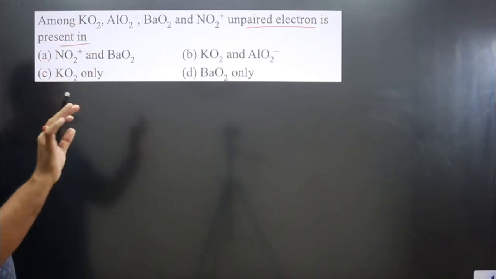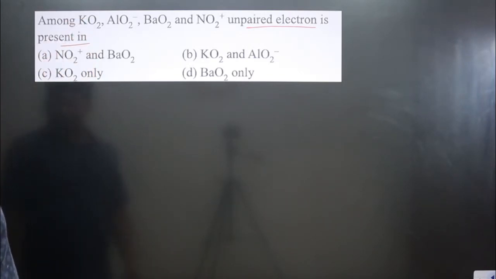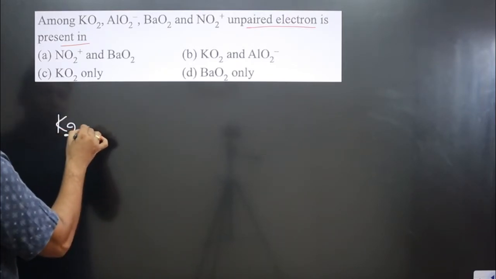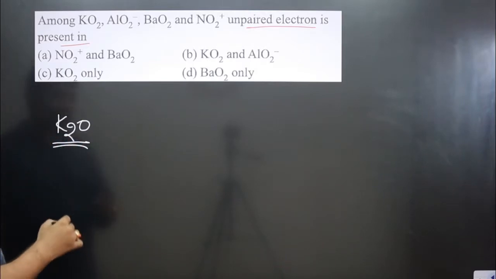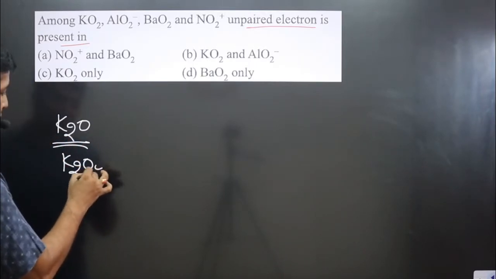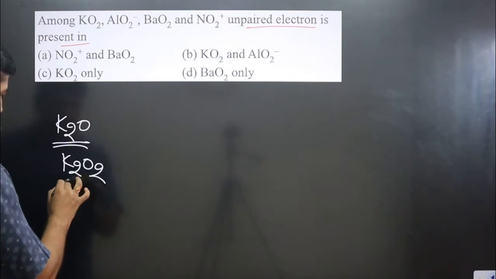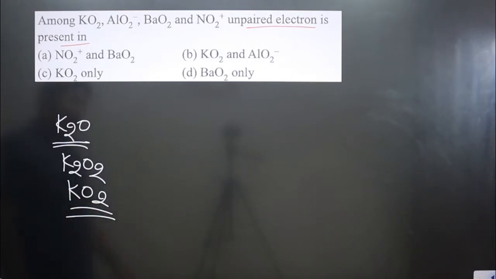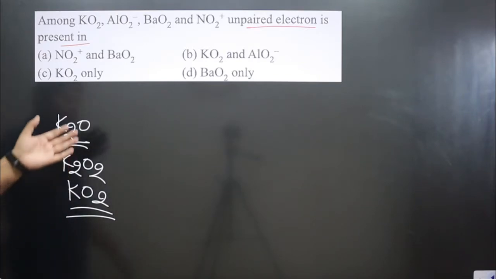Keep in mind KO2 is a superoxide. If I mention K2O, this is potassium oxide. If I mention K2O2, this is potassium peroxide. And if I mention KO2, this is potassium superoxide. Okay, potassium superoxide. Let's calculate the number of electrons.